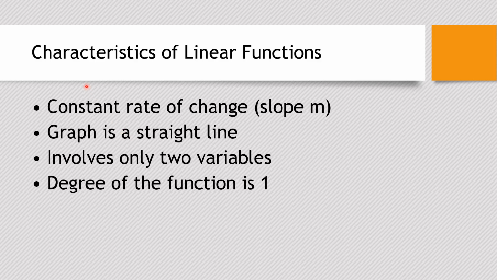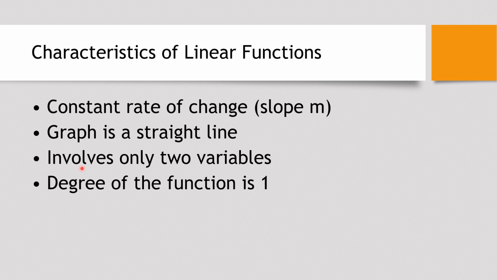Let's look at the characteristics of linear functions. A linear function can be identified by its nature and its characteristics. Number one, all linear functions have a constant rate of change, and the constant rate of change is what we call the slope of the graph or the function. Good. A linear function also has a straight line graph. So anytime you see a straight line graph, it means that we are also talking about a linear function.